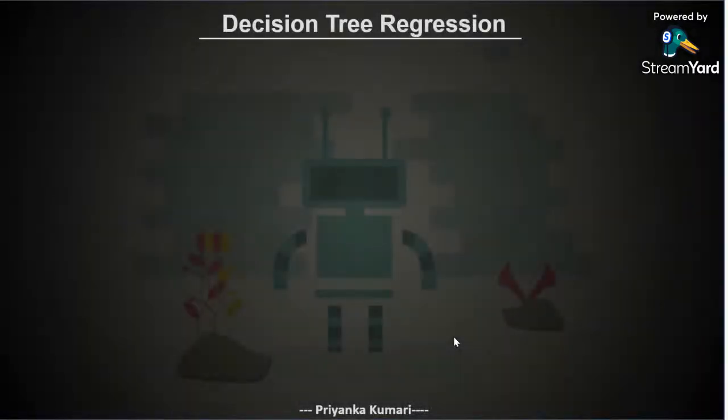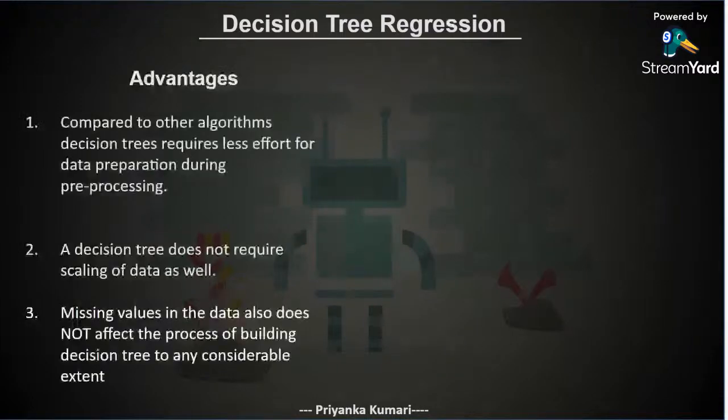So let's then look at the advantages and the disadvantages of decision tree regression. First, the advantage is that as compared to other algorithms, the decision tree requires less effort for data preparation during pre-processing. In the previous session we learned about the data pre-processing methods. As you can see, the decision tree requires very little data preparation, so it is very useful and handy for us, and it reduces a lot of time. So this is the first advantage.